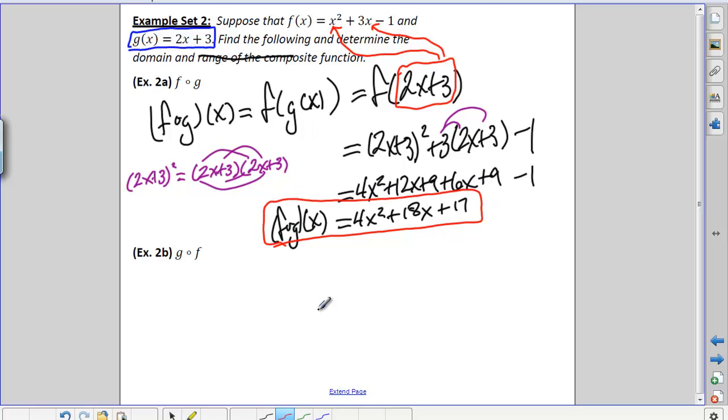Okay, the other part, again, what's the domain? Well, that's a polynomial function. So the domain, for a polynomial, is all real numbers. So that's that. Now we're going to switch it around and do g of f.